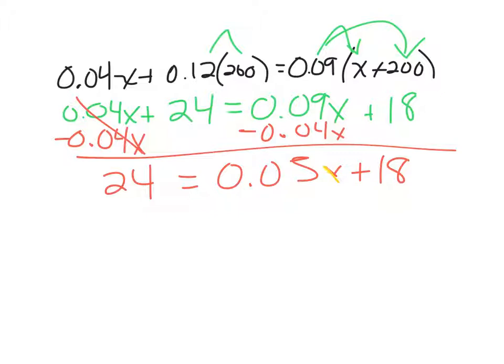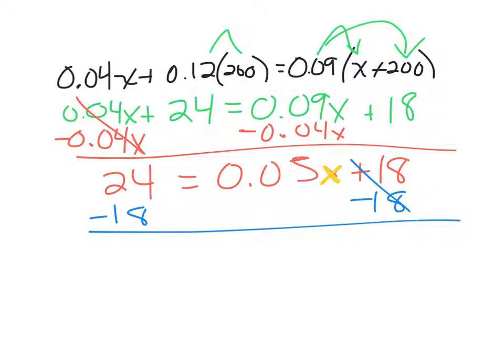Okay. So there is our x, it's horribly drawn, but there's our x over there now on the right. We need to get it by itself. As usual, I need to remove whatever's being added or subtracted first. So I'm going to subtract 18, and that will cancel that out over there, and make sure we do the same thing to the other side. So 24 minus 18 is 6, and that's going to be equal to 0.05x that's still over there on the right side.